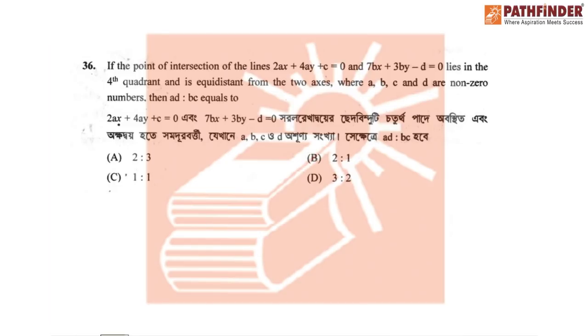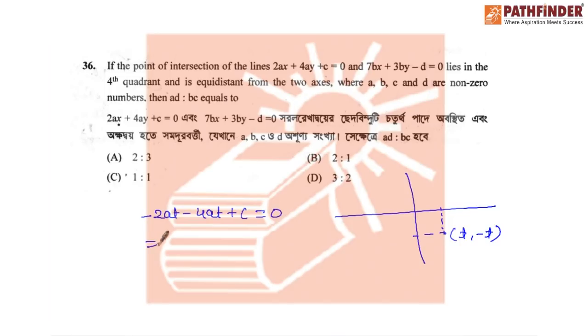Next is question number 36. If the point of intersection of the lines 2ax plus 4ay plus c equal to 0 and 7bx plus 3by minus d equal to 0 lies in the fourth quadrant and is equidistant from the two axes, it means the coordinate must be (t, minus t). So if we put (t, minus t) here, then we will get 2at minus 4at... more precisely, minus 2at minus 4at plus c equal to 0, or c equal to 6at.